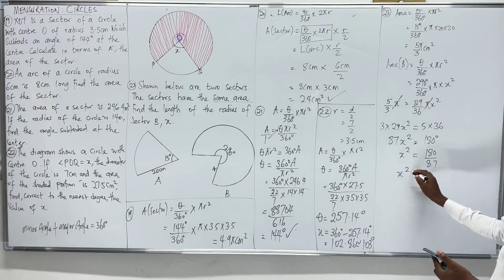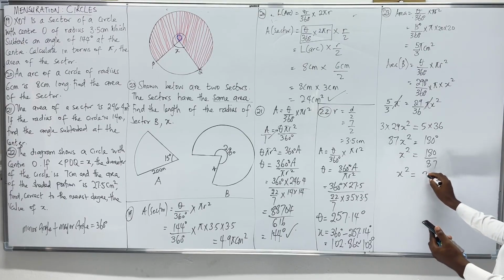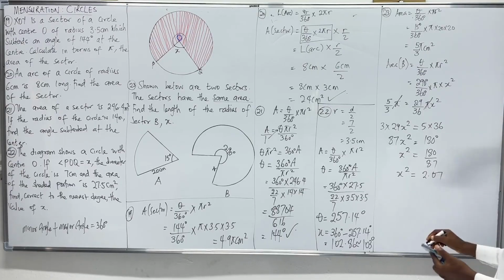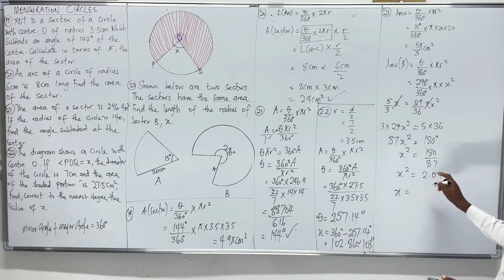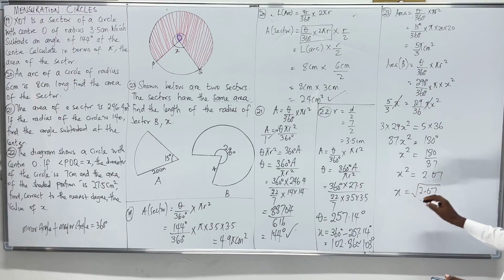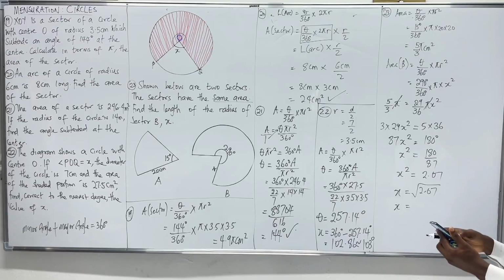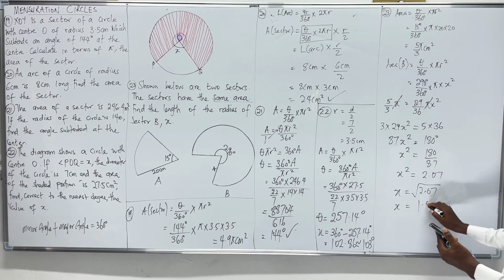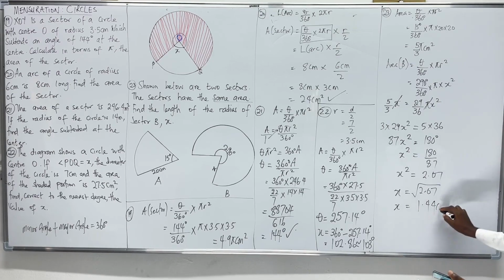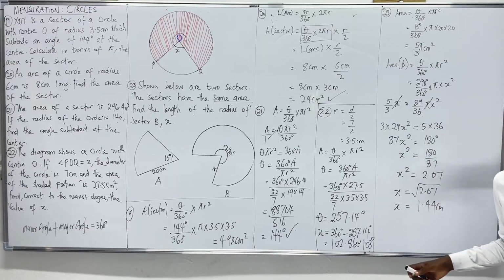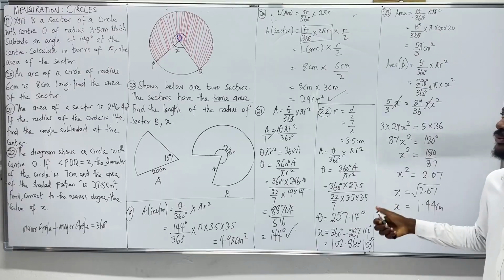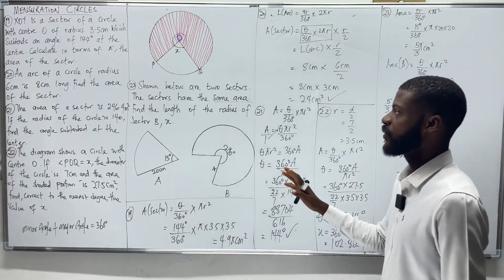Okay, so x squared will then give us 2.07. All right, so to get x, we then need to take the square root of 2.07. So x will then become the square root of 2.07. So that's 1.44 centimeters. Even though we didn't get a perfect answer, this is what the answer will be like, and this is how to solve an equation like this.